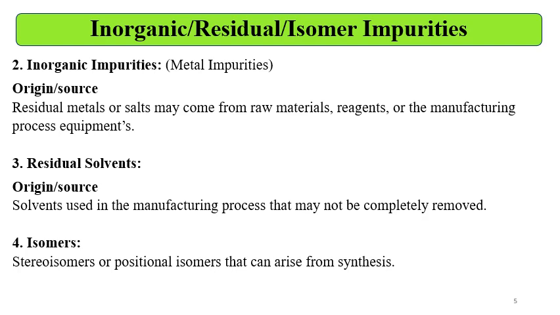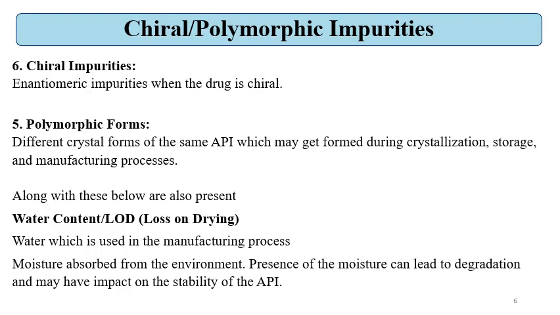So whenever you are dealing with an isomeric type of API which has isomers or enantiomers, at that time be aware of these isomer impurities. Then chiral and polymorphic impurities. Chiral impurities are enantiomeric impurities, when the drug is chiral in nature. At that time the chiral impurity is required to be tested.